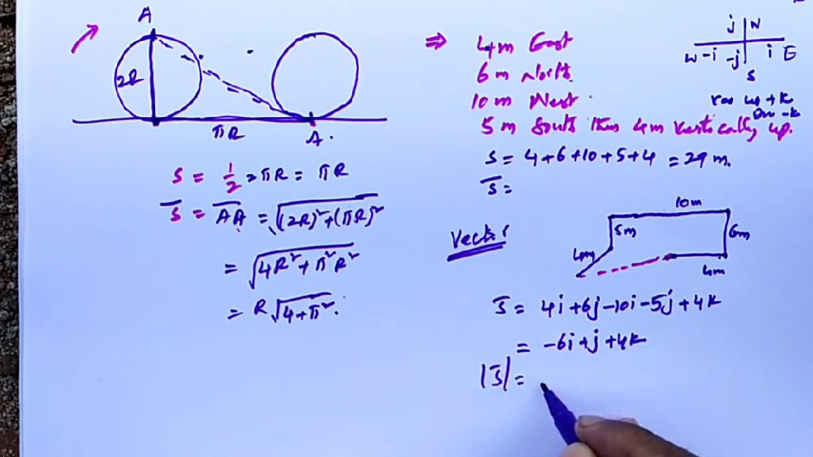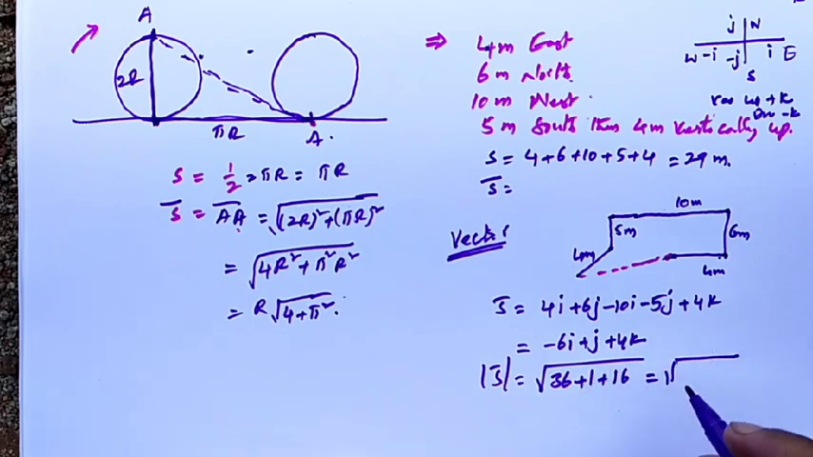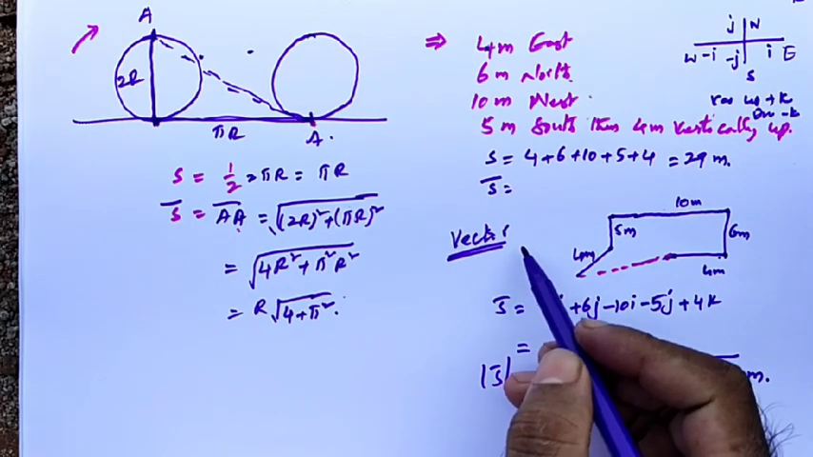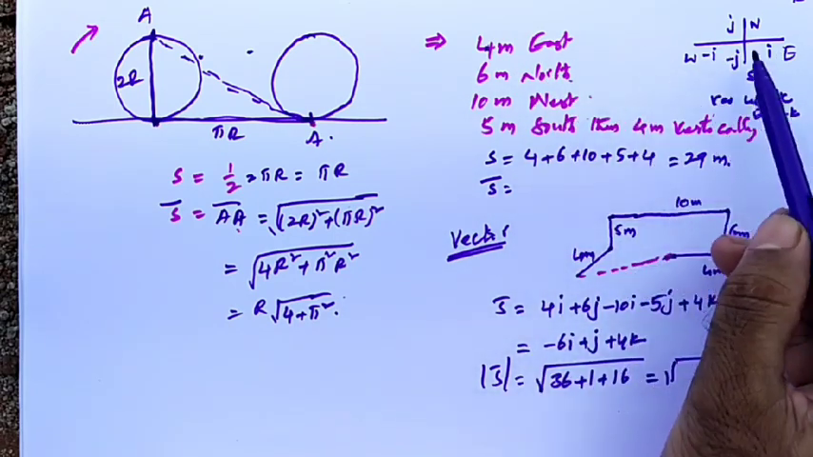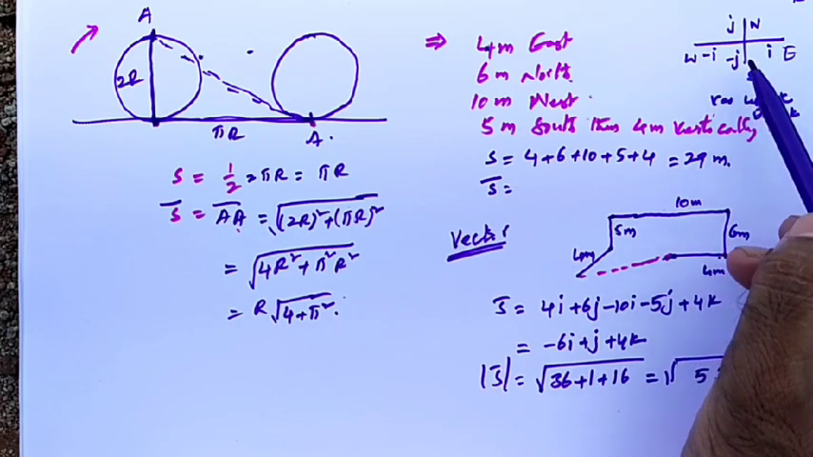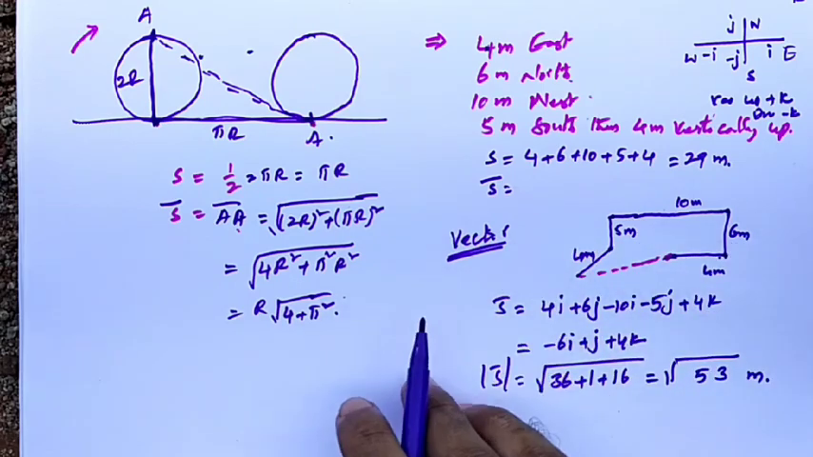Then what is the magnitude of displacement? Root over 6 square plus 1 square plus 4 square is 16. That is root over 36 plus 1 plus 16. Root 53 meters is the displacement. Got it? Very easy when you use vectors concept. We have taken the unit vectors east as I, west as minus I, okay, north as plus J, and south as minus J. Vertically up is plus K, vertically down is minus K. Use this and you can solve very easily.